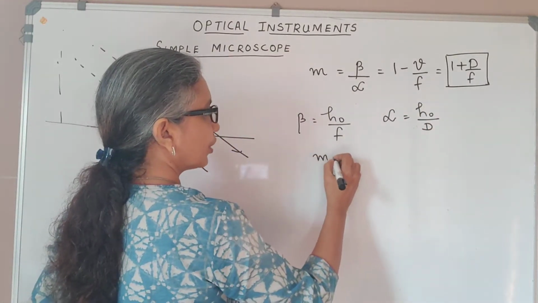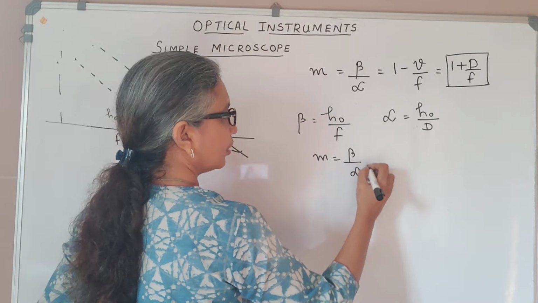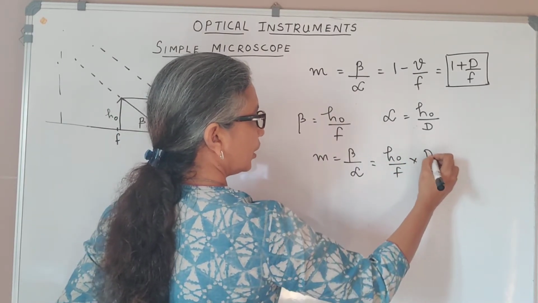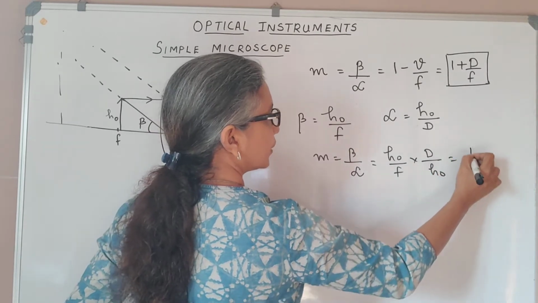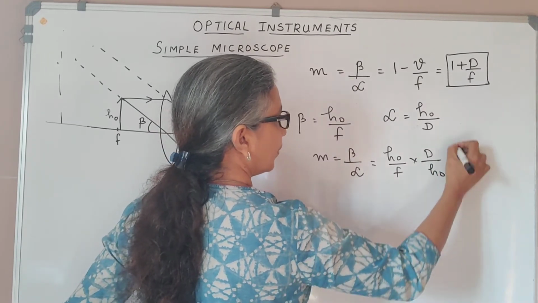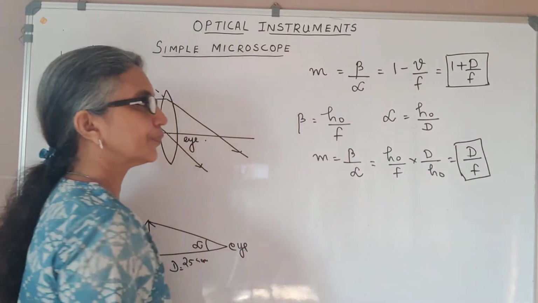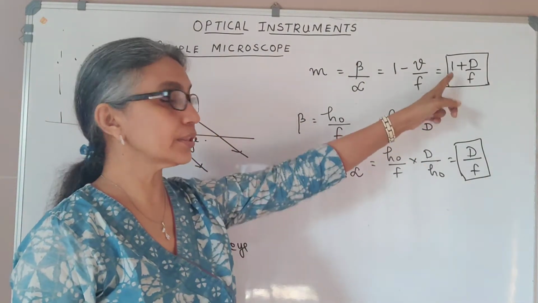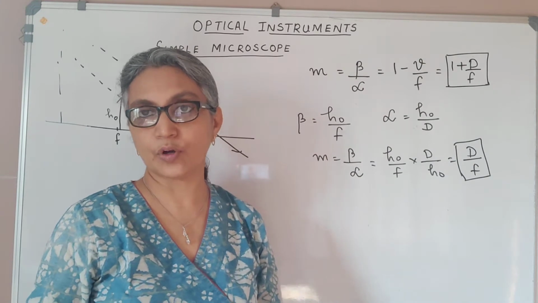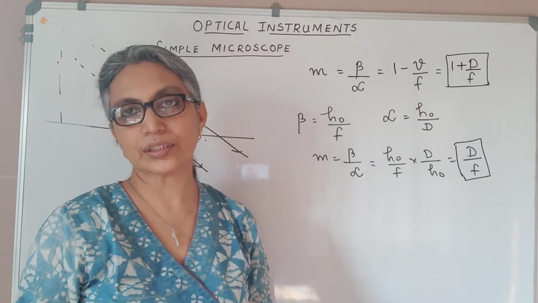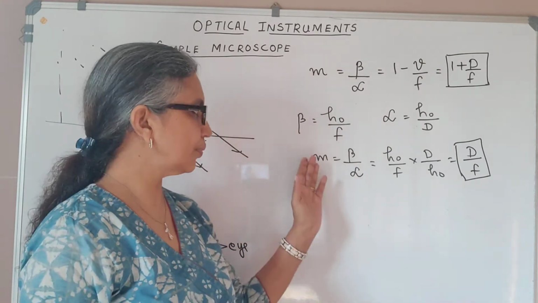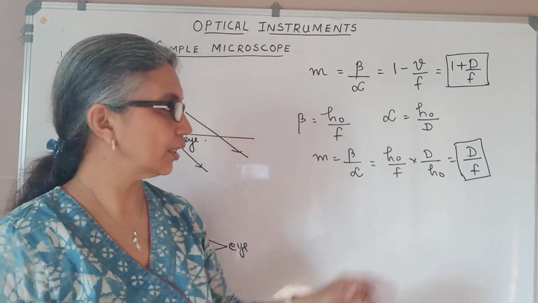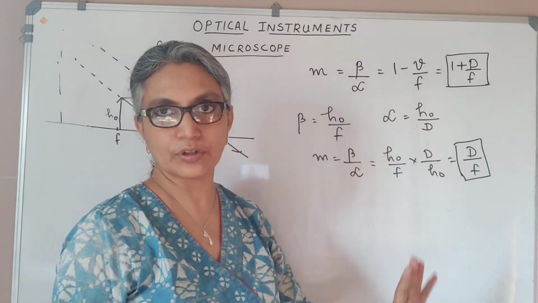So now magnification is beta by alpha, which is equal to HO by F into D by HO, and we see that this becomes D by F. So remember, two formulas we have introduced for magnification now. One is if the image is formed at D, then the magnification is 1 plus D by F. If the image is formed at infinity, the magnification is less by unity. It is simply D by F, not 1 plus.